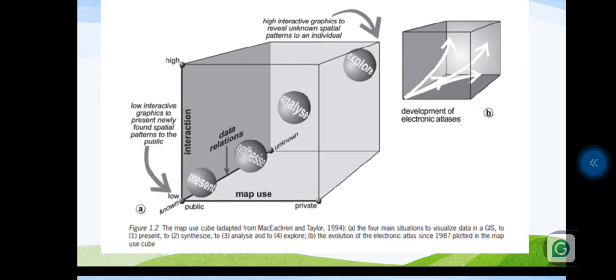Then in the previous class, I made mention of Mark Ekstrom. Mark Ekstrom, 1994, says that we should start looking at maps in cubic form, meaning from high level to low level, from private to public, and from low interaction to high interaction. With this theory, don't forget I made mention of cartography.